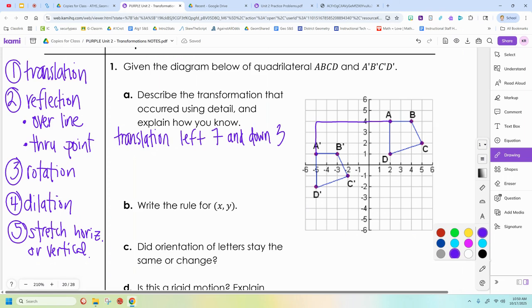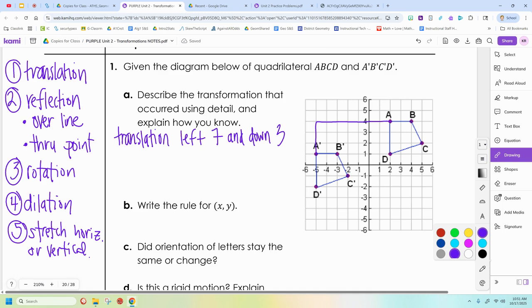Okay, cool. That is perfect for describe the transformation using detail. Now, how did you know? So there's 2 ways to describe how you know. You can either say why it's not the other stuff, right? Or you can say why you know it's translation. So does anybody have any kind of words you might use? Slide. It's a slide, yeah. So when it's a slide, what doesn't it do? It doesn't turn or flip, right? It's not a turn or a flip. What else? The orientation stays the same. Orientation stayed the same. That's the letters going around the shape, right? Orientation stayed the same. Great.